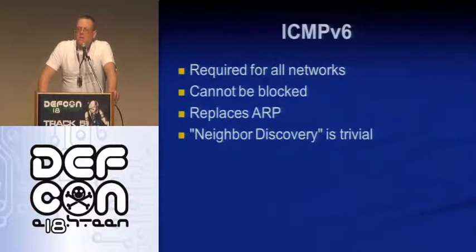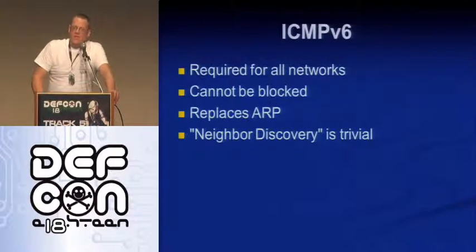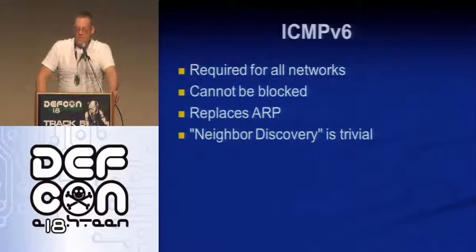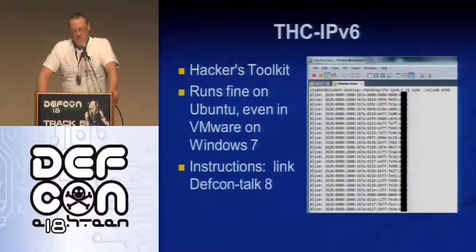This is optional in IP version 4, and everyone got so tired of it they pretty much blocked it at the router. But in IP version 6, you must have it because it replaces ARP. There are no broadcasts in IP version 6. There are nothing but multicasts, and you find your neighbors with Neighbor Discovery Protocol over ICMP version 6. There's a hacker's toolkit for IP version 6, THC.